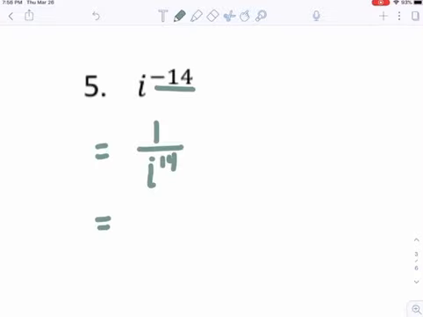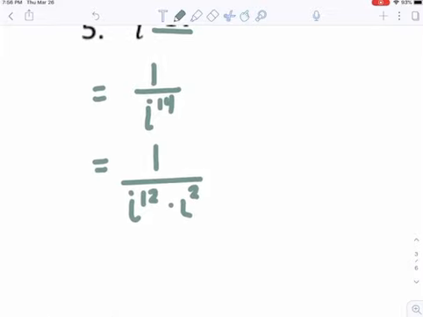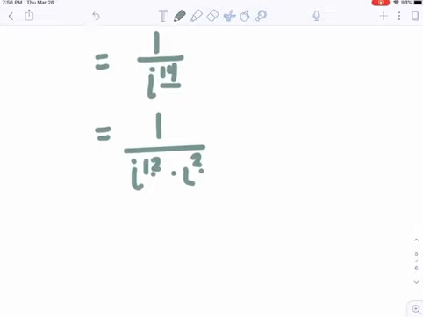So let's think of a number that's divisible by 4 that's under 14. Okay, so 13's not, but 12 is. So I'm going to break this up into i to the 12th times i to the 2nd. These two numbers right here have to be equivalent to 14, right? 12 plus 2, that's 14. So again, I'm going to break this up into a power of 4. So I'm going to change this to i to the 4th to the 3rd power, right? 4 times 3 is 12.